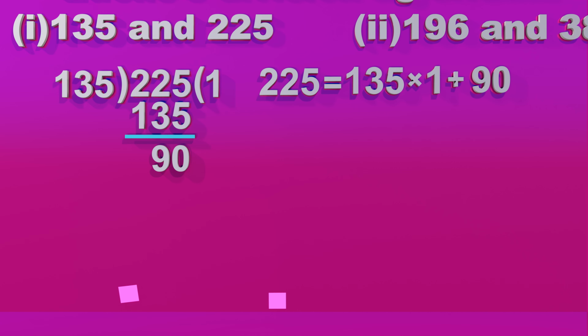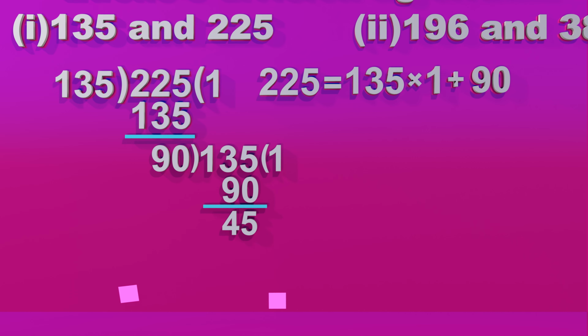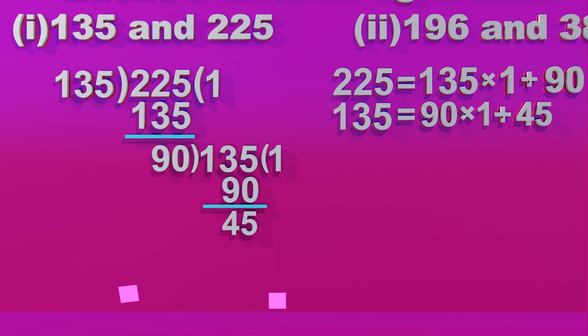This time we will divide 135 by 90. Again 135 is divisible by 90 one time. So we will subtract 90 from 135 and we get 45. We can also write this step as an equation. Still remainder is 45, but we have to reach 0.